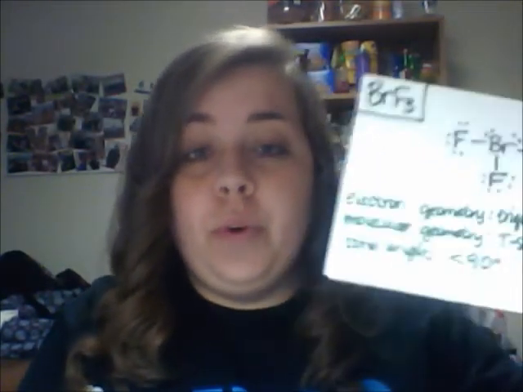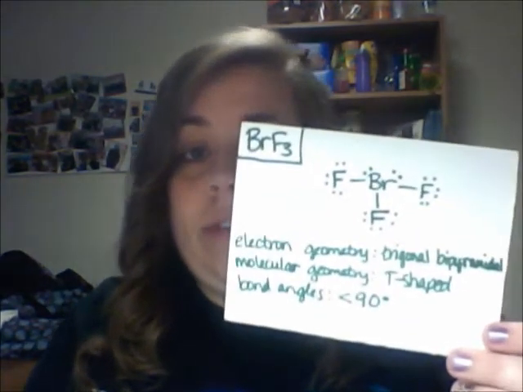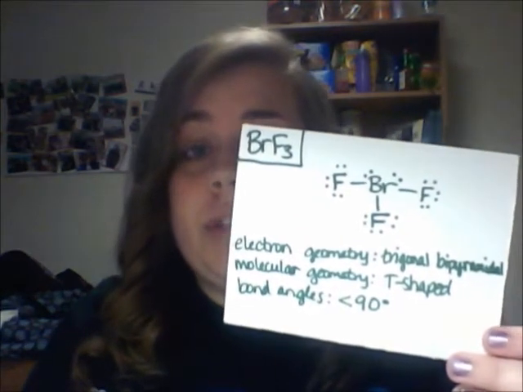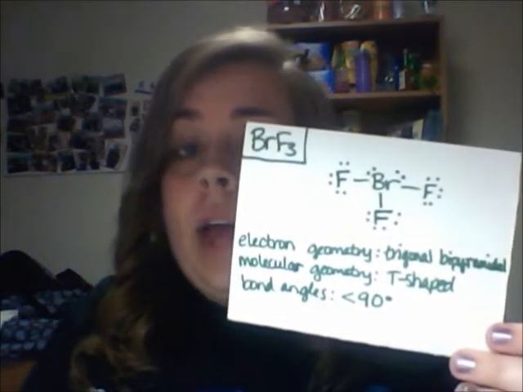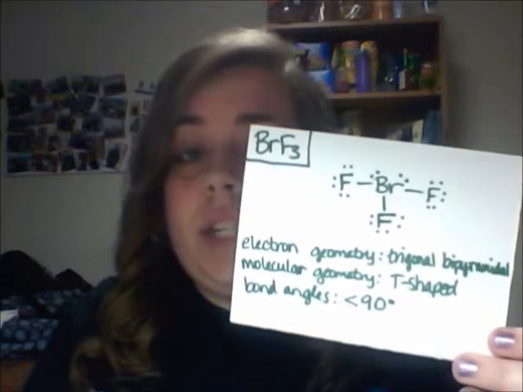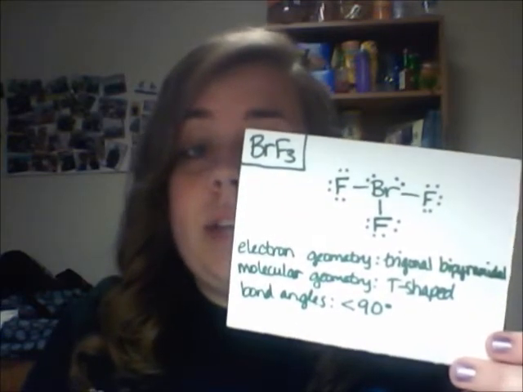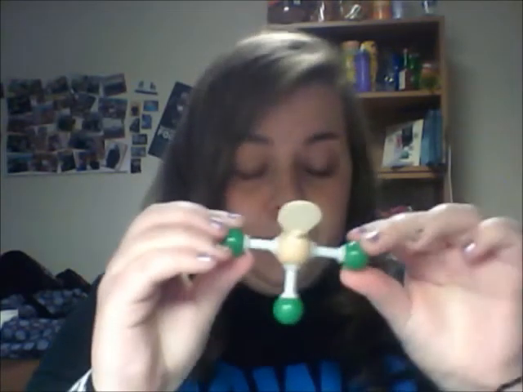Now we have bromine trifluoride, or BrF3. The electron geometry is trigonal bipyramidal. However, the molecular geometry is T-shaped, with bond angles being less than 90 degrees. If you look at the structure, there are 3 bonding pairs and 2 lone pairs, making it a T-shape, and each of the angles will be less than 90 degrees.